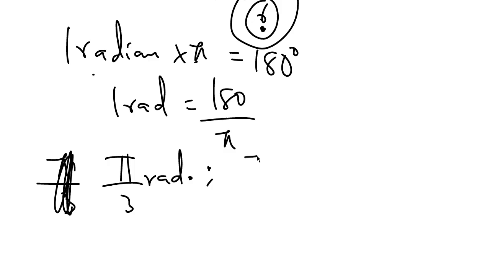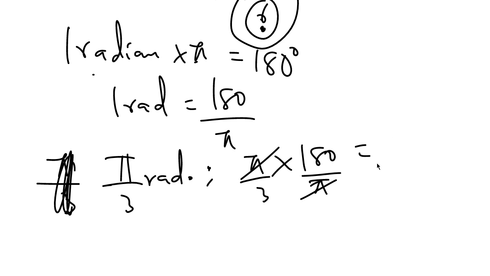It's simply going to be pi over 3 multiplied by what? 180 over pi. And this is going to cancel this. 180 divided by 3 is what? That's 60 degrees. Do you understand?